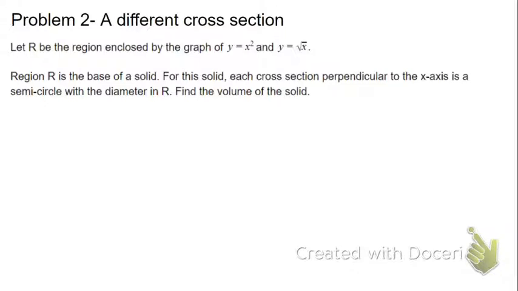So it says, let R be the region enclosed by the graph of y equals x squared and y equals the square root of x. So same region from before. Region R is the base of a solid. For this solid, each cross-section perpendicular to the x-axis is a semicircle with a diameter in R. Find the volume of the solid.